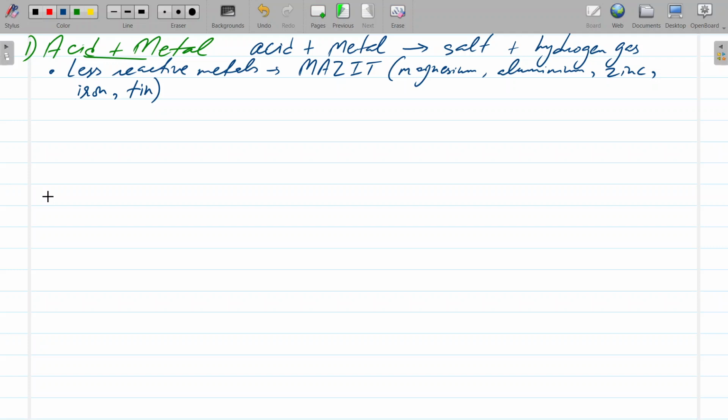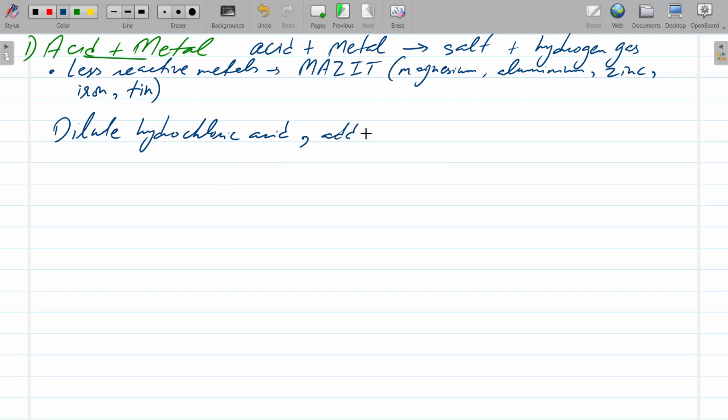So what you do is, for example, you take dilute hydrochloric acid. Again, dilute does not mean it's weak. That just means there's less of the acid and more of the water. You take dilute hydrochloric acid, right?